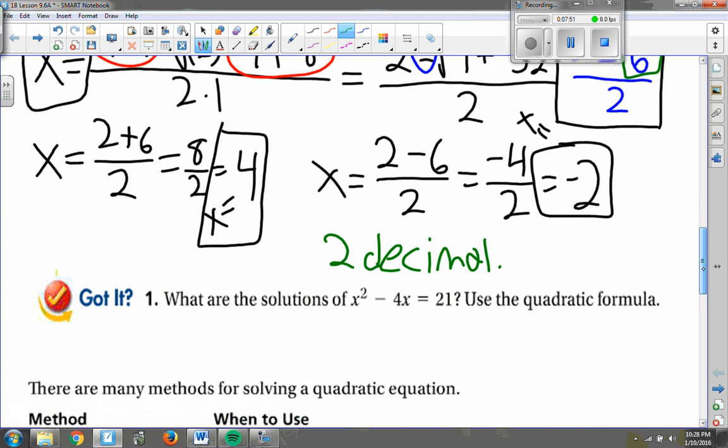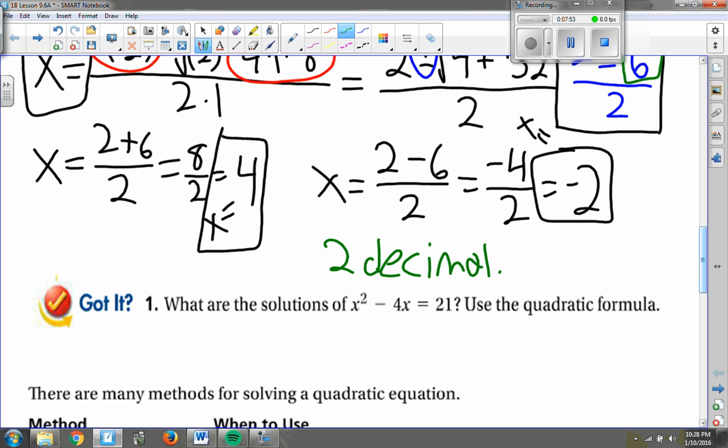I would like you to try one. Here, down at number 1, which is right at the very bottom of page 583, I would like you to find the solutions to this equation here: x squared minus 4x equals 21.